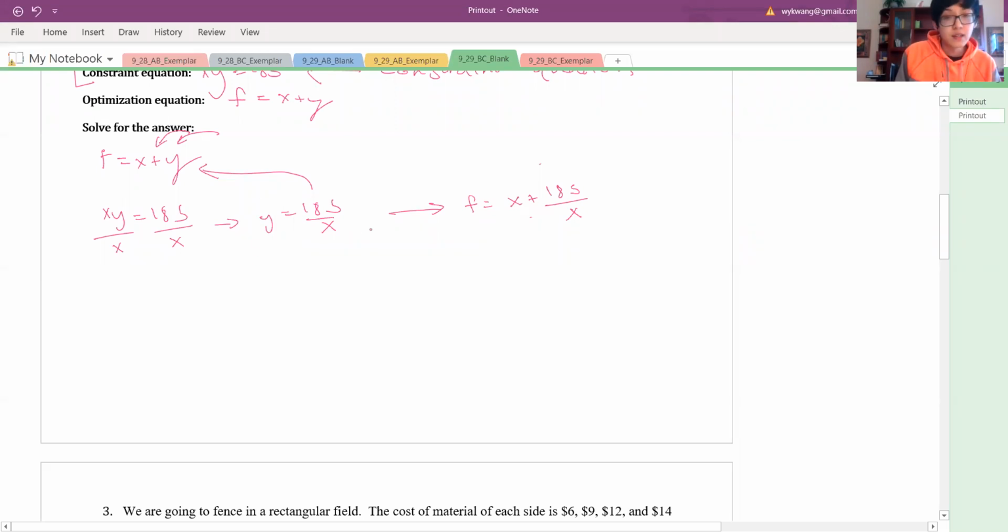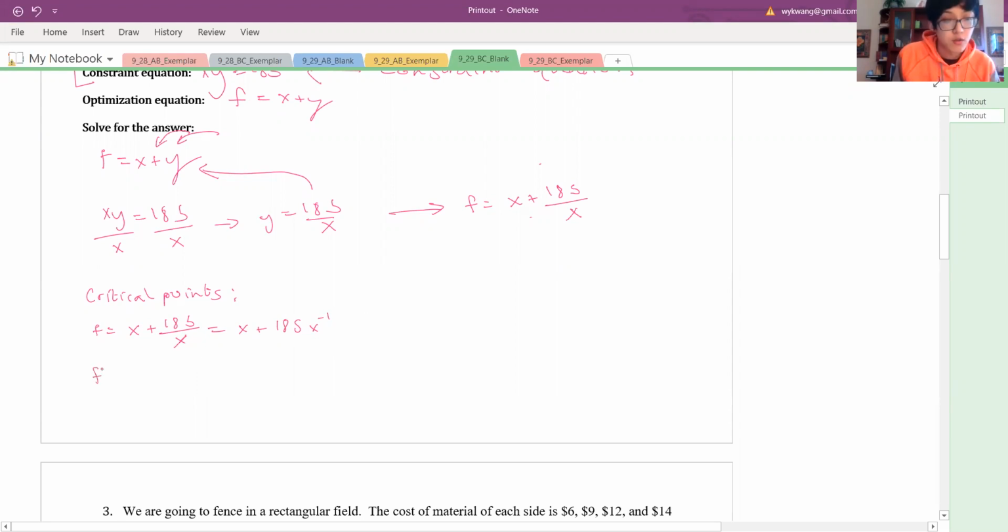Now we want to find f prime, right? Because we have our equation now, and we want to find the critical points. So before I find f prime, I'm going to rewrite this so it's easier to do power rule. So f is equal to x plus 185 over x, which is equal to x plus 185 x to the negative first power, right? Because these are equivalent. Over x is equal to x to the negative first power.